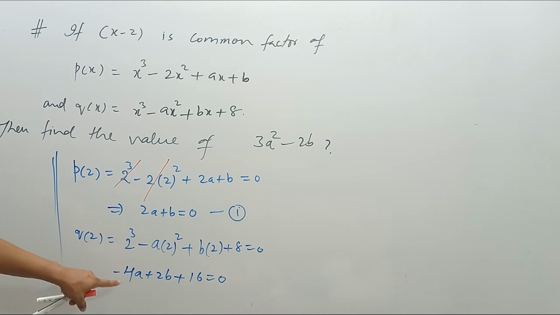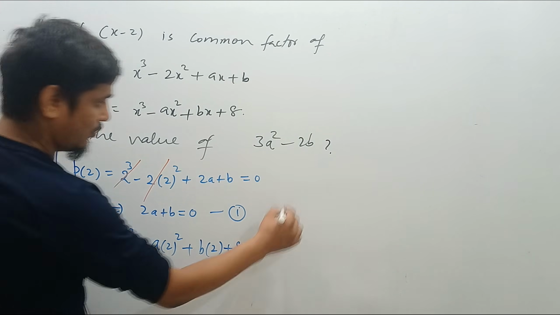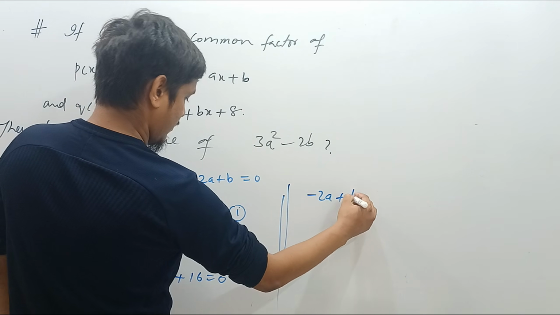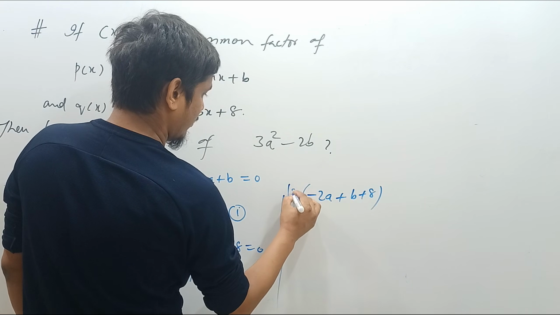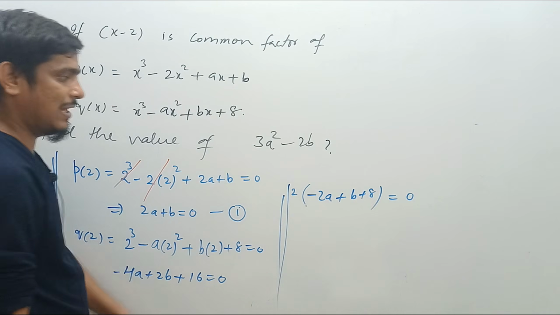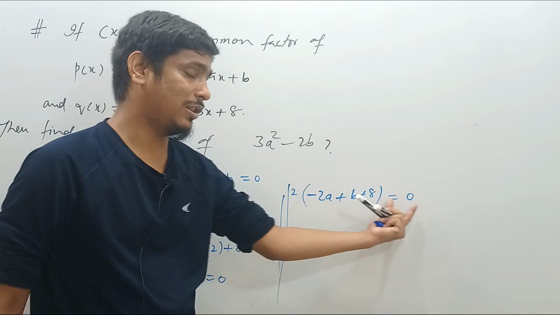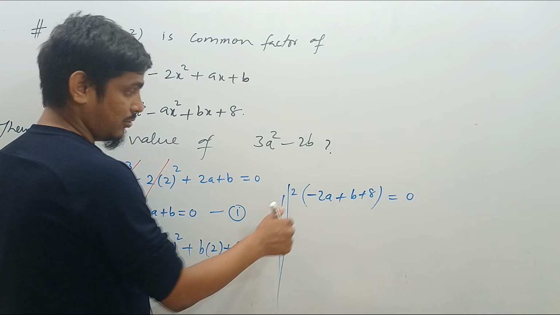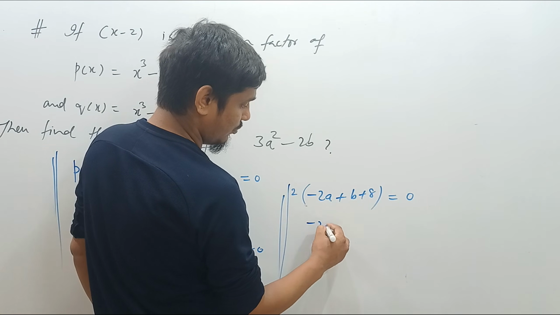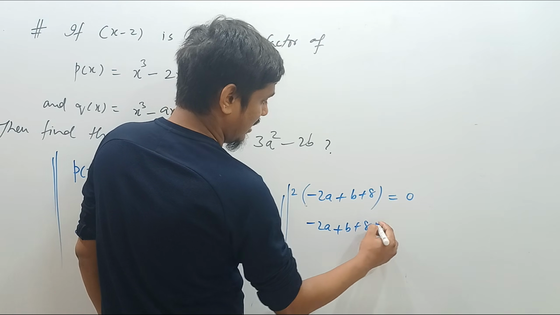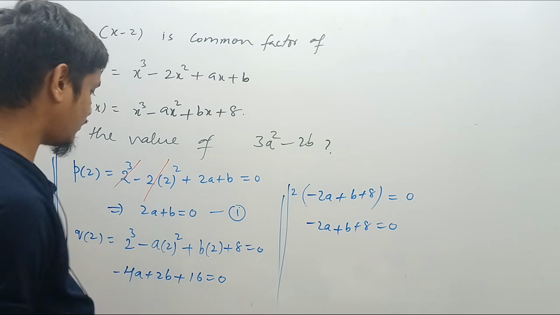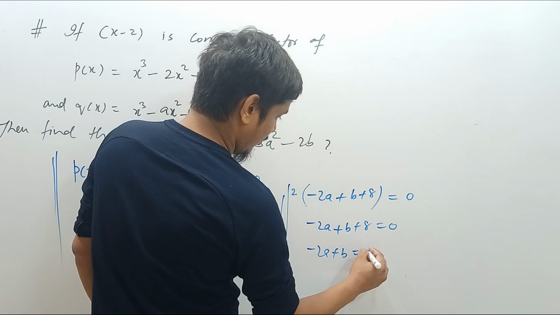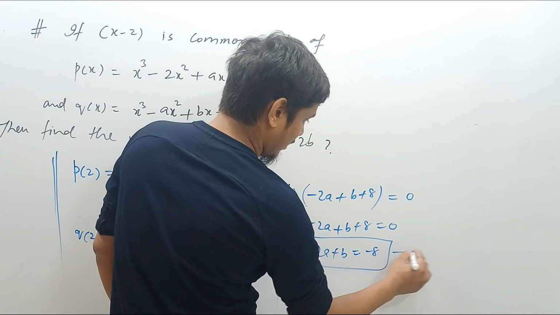Now here we can find in all of this term 2 is common, so we can take 2 common. We'll get this as negative 2a plus b plus 8 by taking 2 common from all of these terms. So as 2 is not 0, the product of two numbers is 0 only if either this number is zero or this number is zero, right? So 2 is not 0 means this expression needs to be 0. So negative 2a plus b plus 8 is 0. So now minus 2a plus b is equal to minus 8. So again we got another equation.